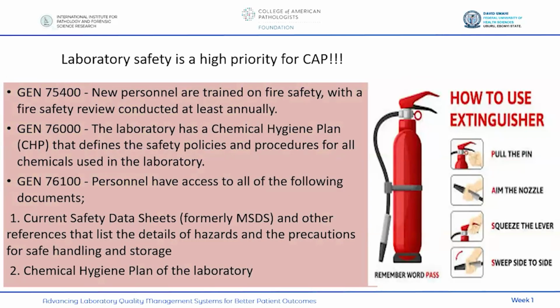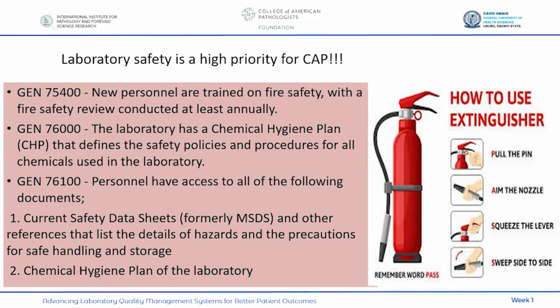Section 75-400 requires that new personnel are trained on fire safety, and that a fire safety review is conducted at least annually. So this section actually requires that it forms a part of your orientation program for your new personnel. Okay, it forms a part of your orientation program.